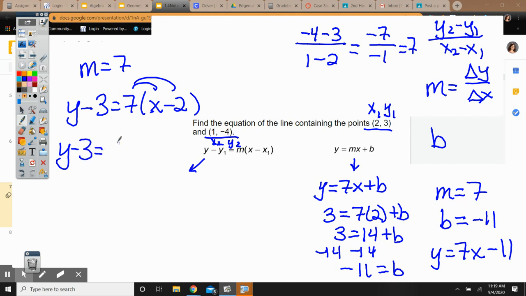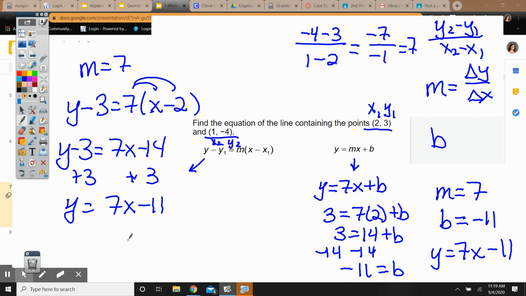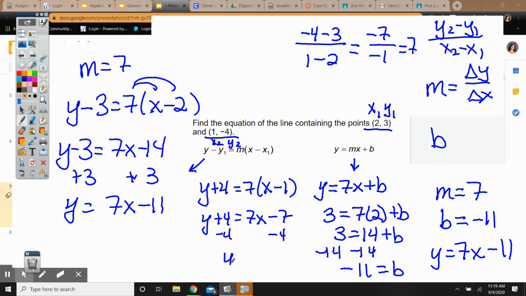Y minus 3 is 7x minus 14. Add 3, and you'll get that negative 11. You would have got the same answer if you would have used the other point as well. If you want me to show you, I can. It would have been y plus 4, because y minus negative 4 equals m, 7, x minus 1. Y plus 4 equals 7x minus 7. When you subtract 4, you will still get that negative 11 we talked about. So any of those three ways will work. We get the right answer either way you do it.